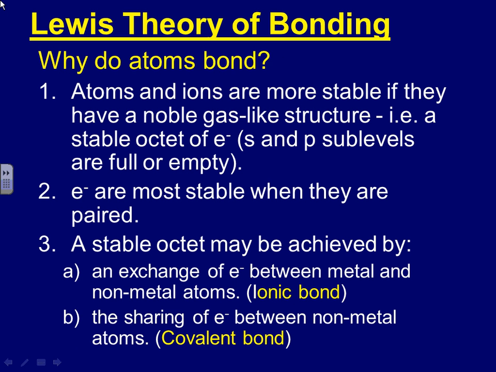So, Lewis theory of bonding. We're going to be looking at 3 theories to explain bonding. We've already seen the Lewis theory, where we can draw a Lewis diagram to explain how the electrons are either traded, in terms of ionic, or shared. And the Lewis theory deals with this idea of an octet.